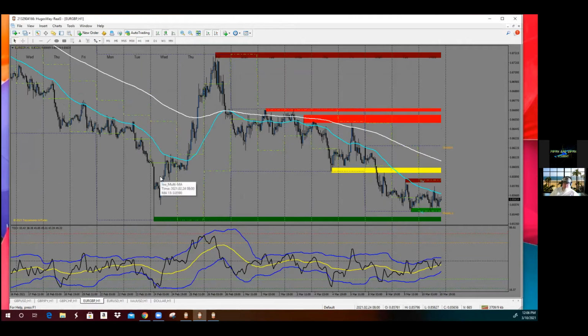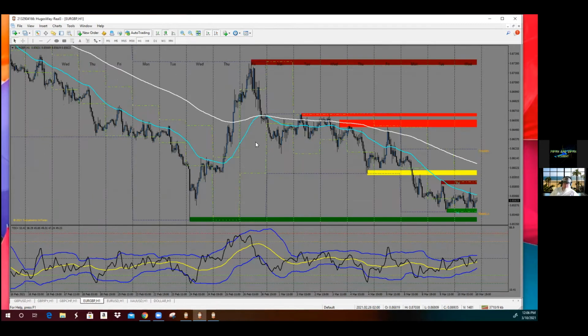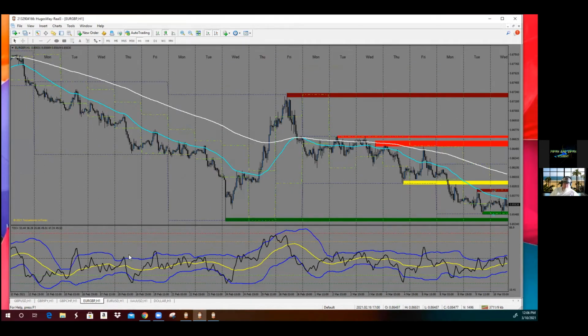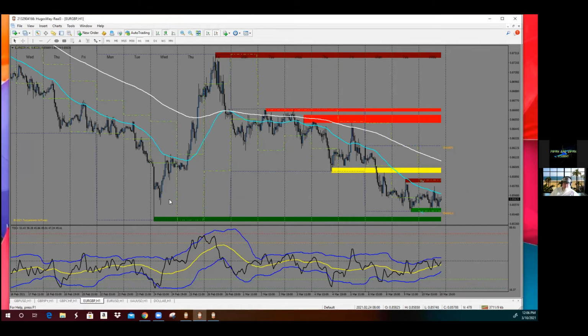I'll start with EG. EG is a very good example for this type of strategy. I'm just going to go through here. Guys, this is the TDI. If you don't know what the TDI is, this is the Traders Dynamic Index. There are multiple indicators built into this. You've got your overbought and oversold zones.